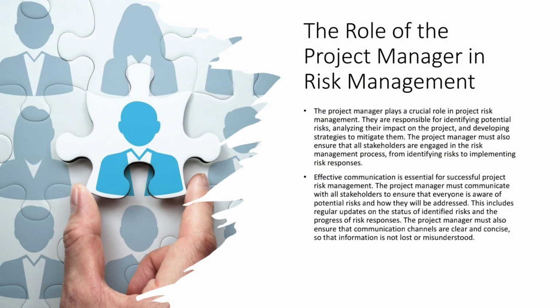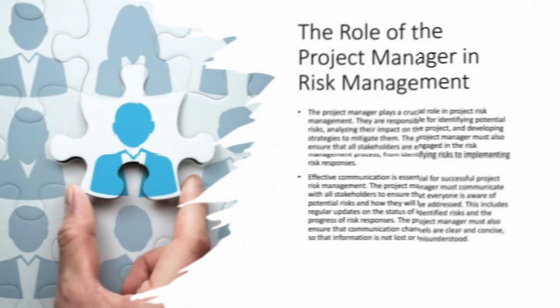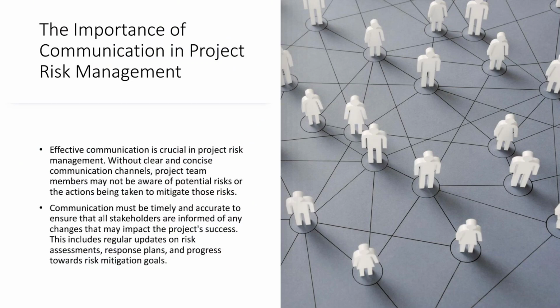Effective communication is essential for successful project risk management. The project manager must communicate with all stakeholders to ensure that everyone is aware of potential risks and how they will be addressed. This includes regular updates on the status of identified risks and the progress of risk responses. The project manager must also ensure that communication channels are clear and concise, so that information is not lost or misunderstood.